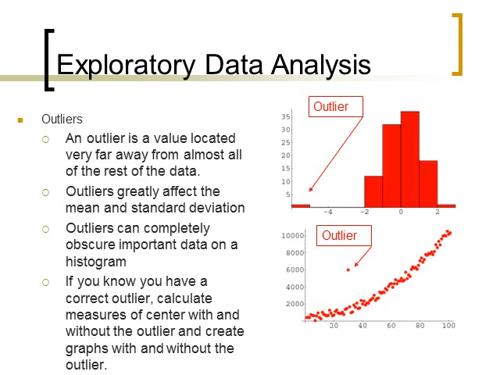Also, if we know that we have a correct outlier, then you have to determine which measure of center would be best to calculate. So it's good to calculate the center with and without the outlier, and also create graphs with and without it, since the outlier is going to really affect the shape of the graph. You can see graphically here there are 2 different pictures, a bar graph and a scatter plot, and you can see how the outlier compares to the rest of the data.